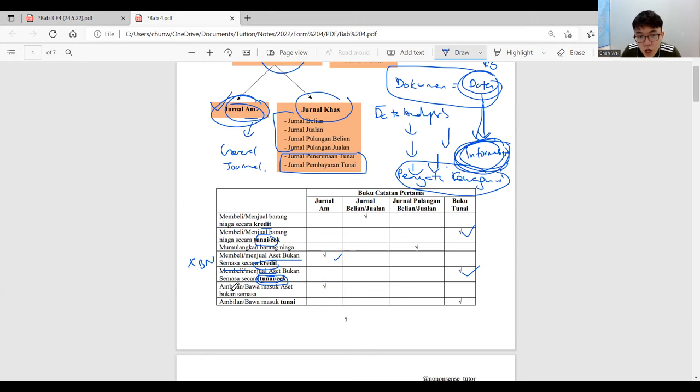Okay, now next. You ambilan. Ambilan atau bawa masuk, your aset bukan semasa. Okay. Jurnal am. But if it is tunai, you ambil tunai atau you bawa masuk tunai, berkaitan dengan tunai, boom, go to buku tunai. Simple as that.